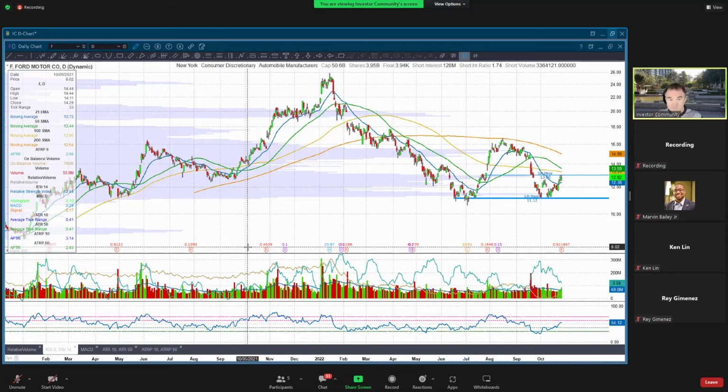down. As implied volatility comes down, it makes options cheaper. So you could get in a situation, and this is the danger of buying LEAPS when implied volatility is this high.